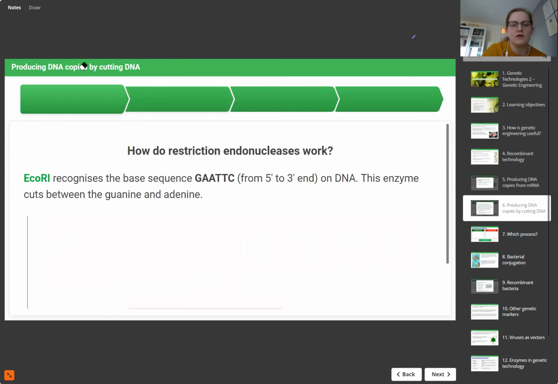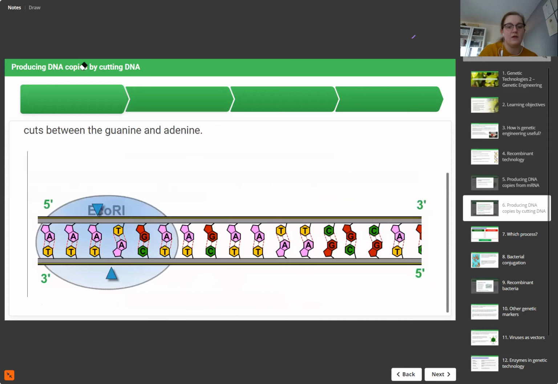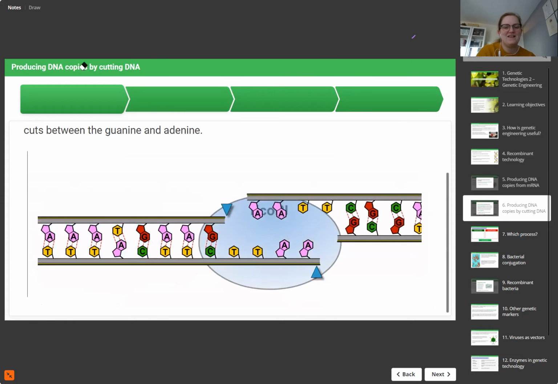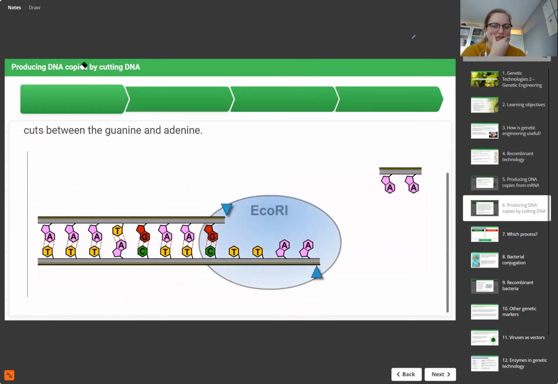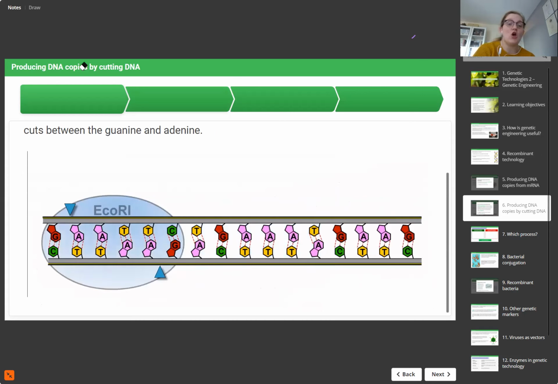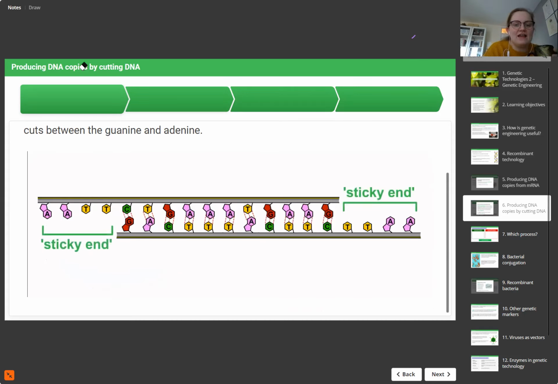If I go back here, is there any way I can put it on? Okay, here we go. So this is our EcoRI cutting between the guanine and the adenine. And then it does exactly the same on the other strand of the DNA. When it does that, it leaves two points sticking out the end, and we call them sticky ends.